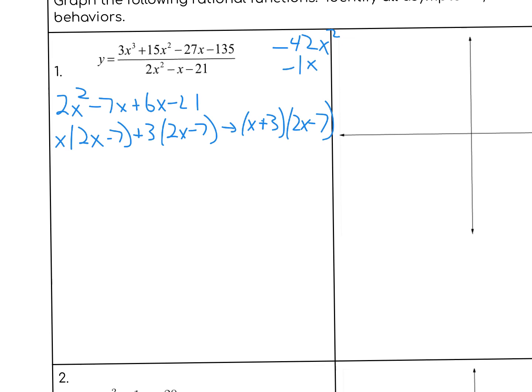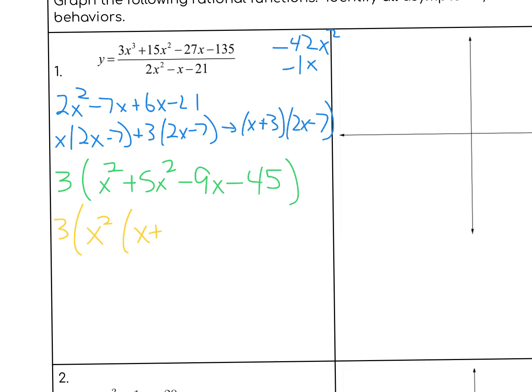First thing I'm going to do on top, because I see a whole bunch of stuff there that looks a little scary, I'm going to take a 3 out. That gives me x cubed plus 5x squared minus 9x minus 135 divided by 45. Ooh. I want to try factoring. Let's go for it. So I can take an x squared out of that.